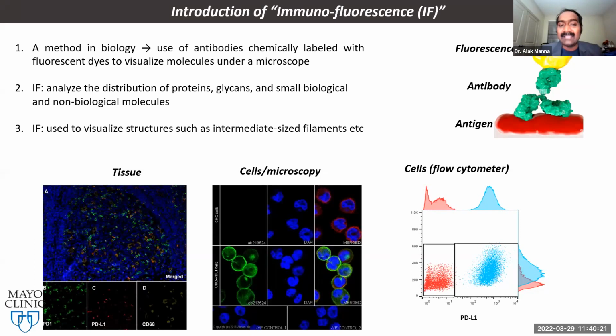This is a method of biology where we tag an antibody or protein with a fluorescence molecule, and we can use those to visualize everything on the cells and tissues by labeling them. Nowadays, antibodies are widely fluorescence labeled, and we use them for confocal microscopy, fluorescence microscopy, as well as flow cytometry. So immunofluorescence can be used to see the distribution of proteins, glycans, small biologicals, and non-biological molecules.